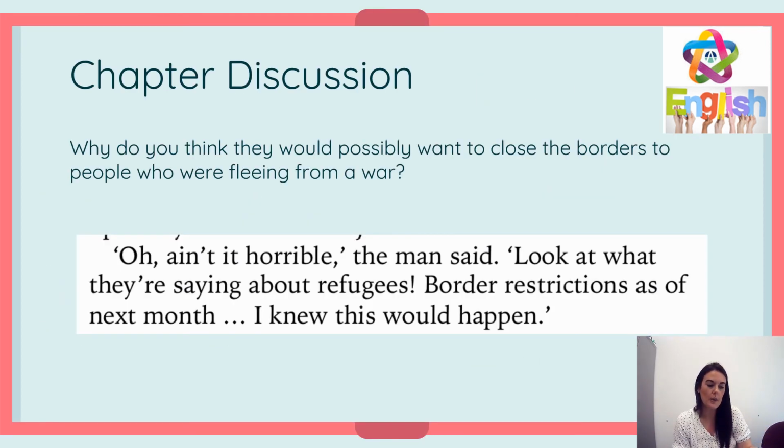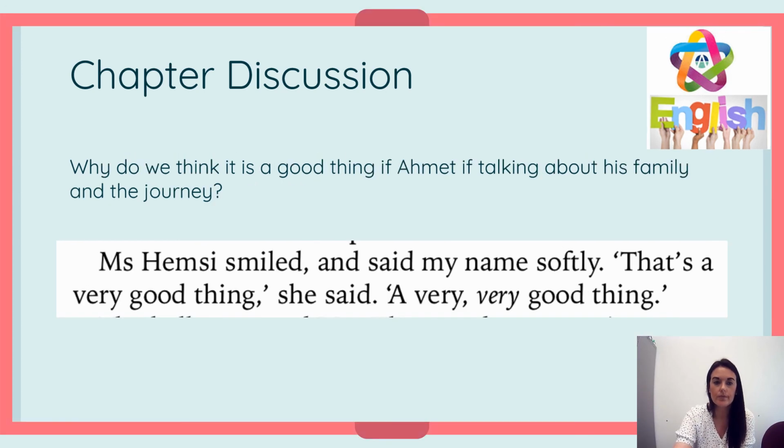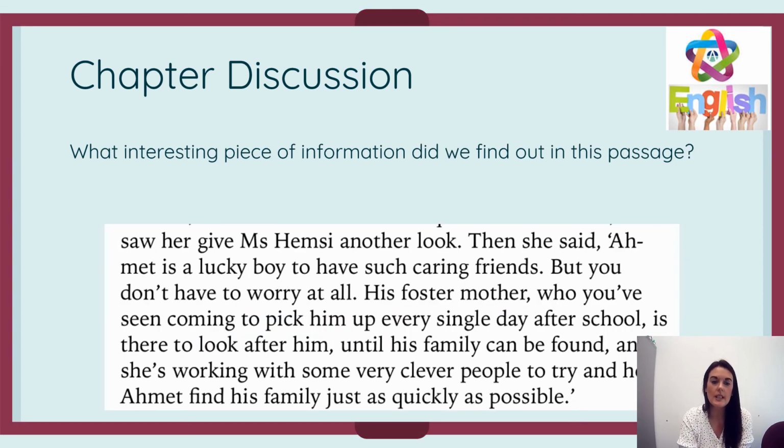Okay, so what I want you to do is think about these discussion questions, and have a go at making some notes in the box. Why do you think they would possibly want to close the borders to people who are fleeing from a war? What reasons might they have for doing that? What are racists, and why do we think racist people would be happy if the borders were closed? Why do we think it's a good thing if Ahmet is talking about his family and the journey? And what interesting piece of information did we find out in this passage? The passage is in the book there for you to look at. So make some notes in your discussion box there for me.